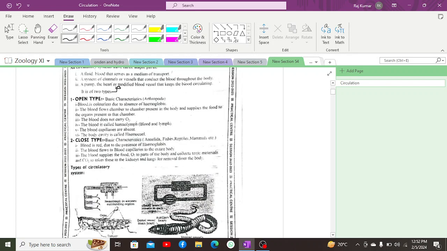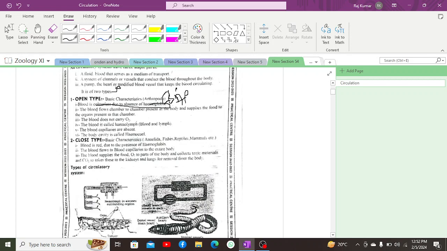Now some basic characteristics: blood is colorless due to the absence of hemoglobin in open type circulation. It is not necessary that the blood will always be colorless, because in hemocyanin there is also open type circulation, but the blood is blue. Sorry, in mollusca the blood is blue because of the presence of hemocyanin. Even though they have open type circulation, they do not have hemoglobin but have hemocyanin, and still it is an open type circulation.